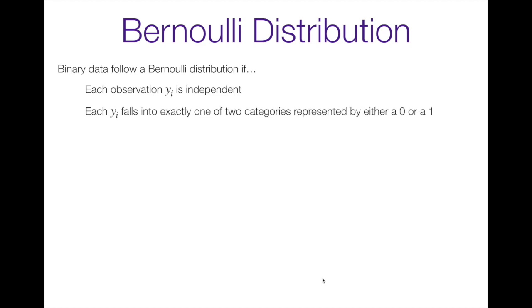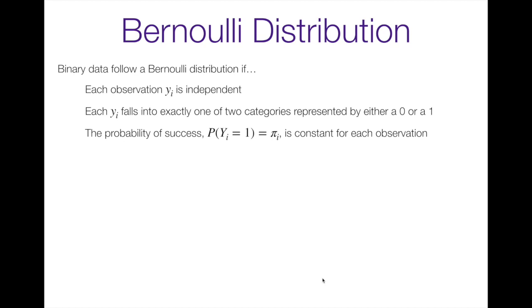First thing we want to talk about is the Bernoulli distribution. So binary data follow a Bernoulli distribution if each observation is independent, each observation falls into one of two categories, and those categories are failure or success, a 0 or a 1, and the probability of success is constant for each observation. So what does this mean and what doesn't it mean?